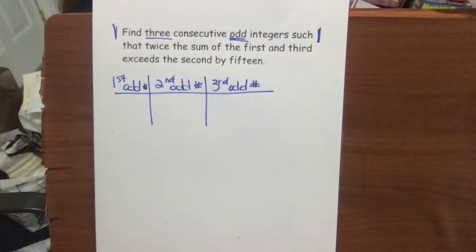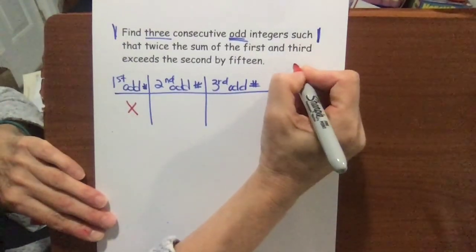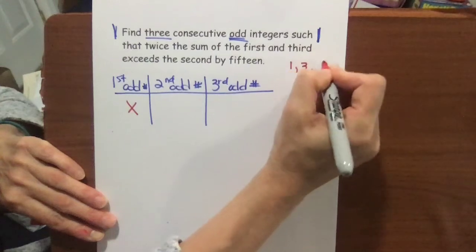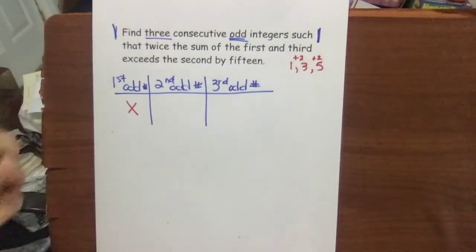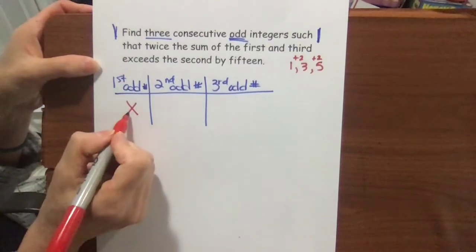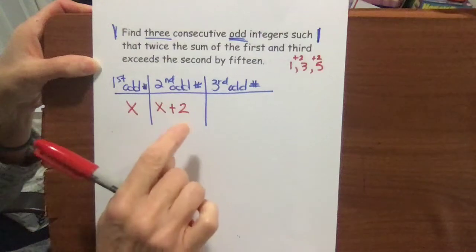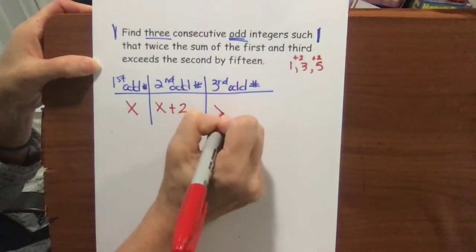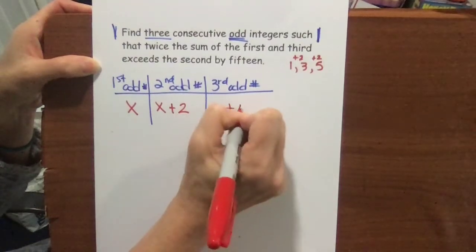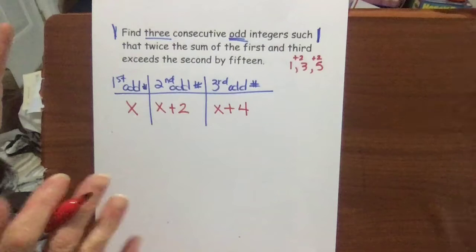All right, again, the first odd number is the one we don't know anything about. But we know odds are skip counted by 2. So like 1, 3, 5, we add 2, and so on, right? We learned that in our first lesson. So to get from the first odd number to the second odd number, we're going to add 2. To get from our second odd number to our third odd number, we add 2 again. So that's a total of adding 4 to the first one. So that's our table. That's our information.